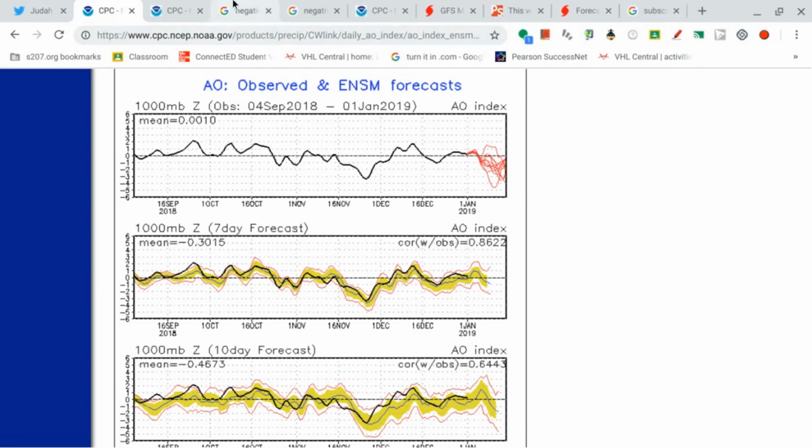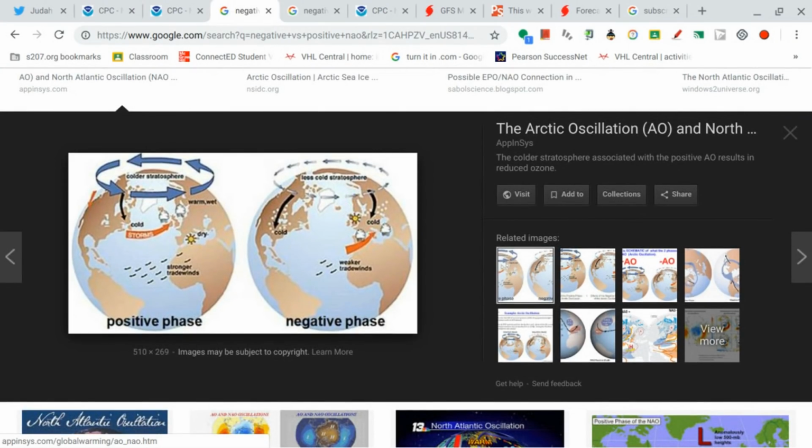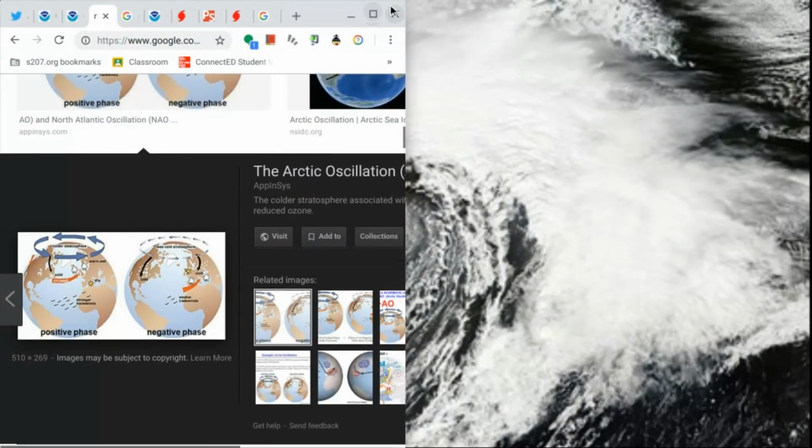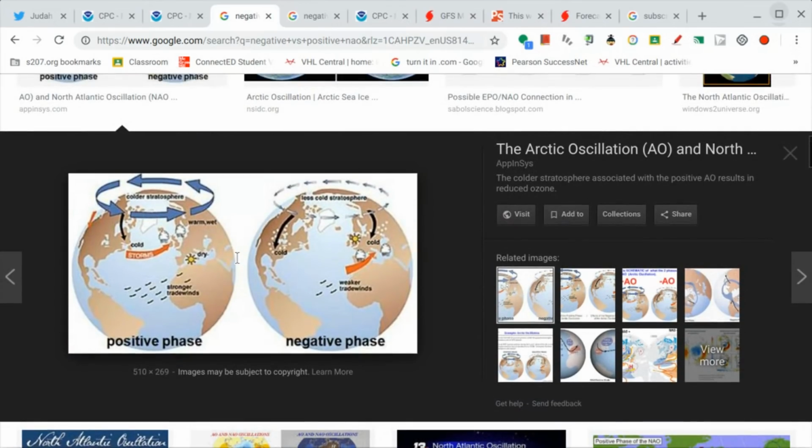So what does a negative AO mean? I have an image pulled up of the Arctic Oscillation. As I showed you, we're going to be going into a negative phase of the AO. The difference between a negative and positive AO: in the negative phase, we have a colder stratosphere in the North Pole area, and that brings colder conditions into the eastern part of the country and into Europe.